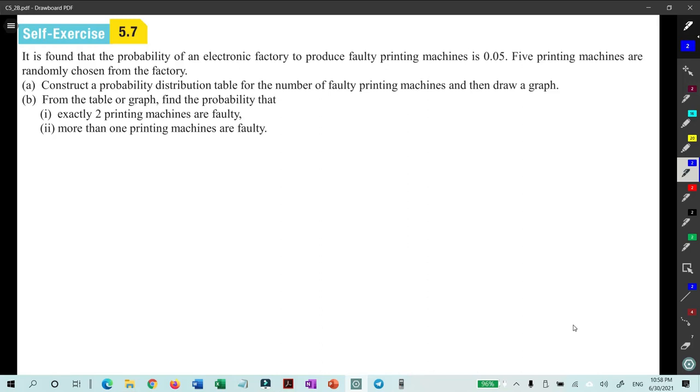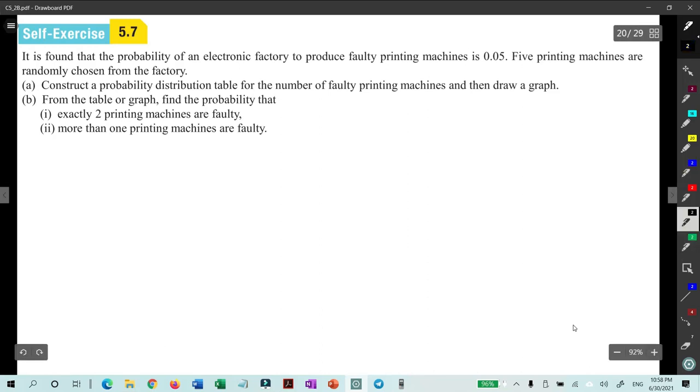It is found that the probability of an electronic factory to produce faulty printing machines is 0.05. 5 printing machines are randomly chosen from the factory. A. Construct a probability distribution table for the number of faulty printing machines and then draw a graph. B. From the table or the graph, find the probability that number 1, exactly 2 printing machines are faulty, and number 2, more than 1 printing machine are faulty.